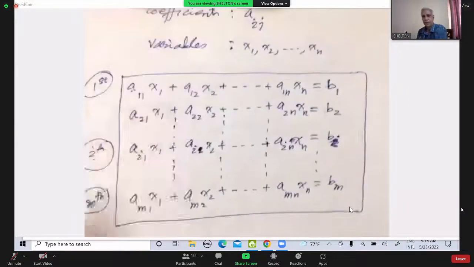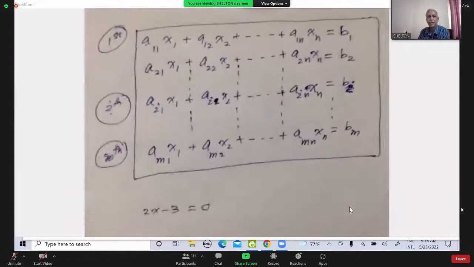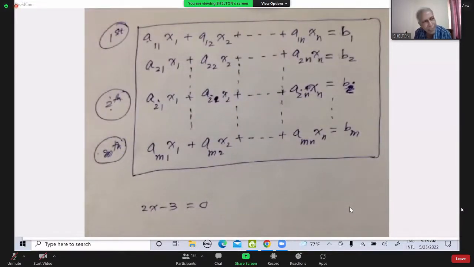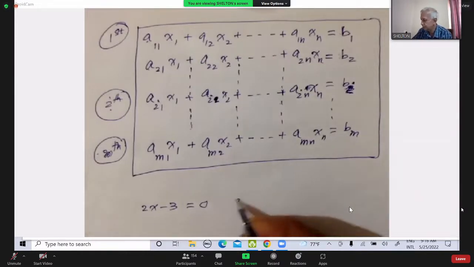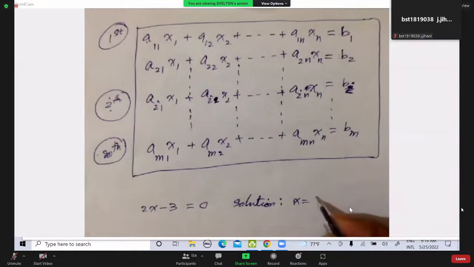So now look at this. What is the next thing I'm going to explain? What is a solution? There is nothing to explain in a sense. Solution of an equation. What is the solution of this equation? 2x minus 3 equals 0. What is the solution? x is equal to 3 over 2.